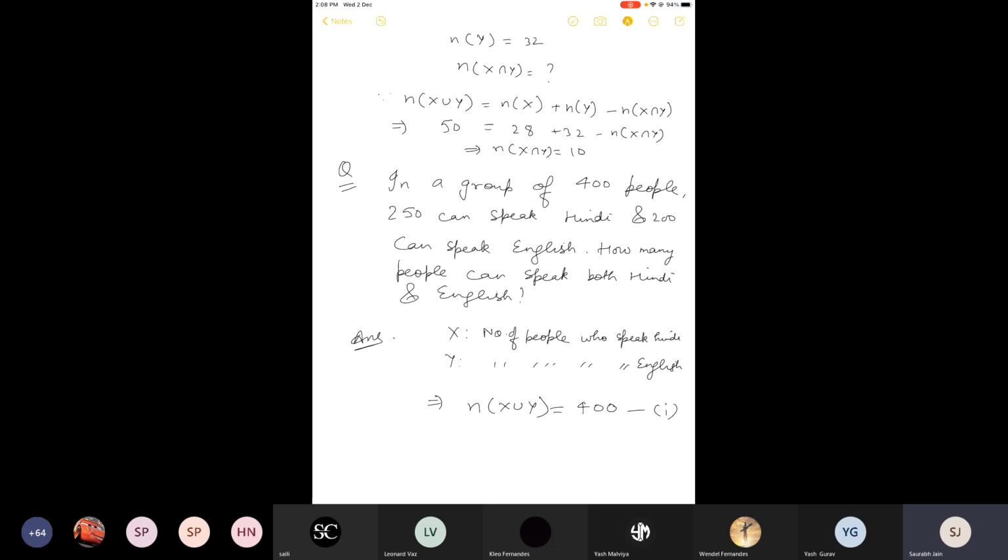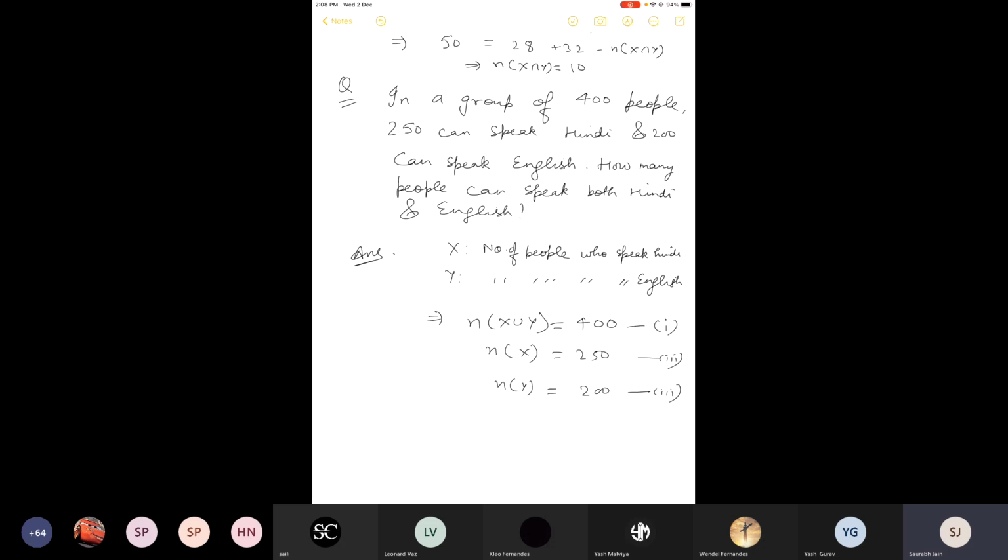Then the second sentence, number of people who can speak Hindi is 250. That means Nx is 250. Number of people who speak English is 200. Number of people who can speak both Hindi and English. See, I told you one thing: and means intersection, if you remember, or means union. So from there also you'll get this idea. And is coming, Hindi and English. So what is asked in the question? N of X intersection Y. See, it is very simple.